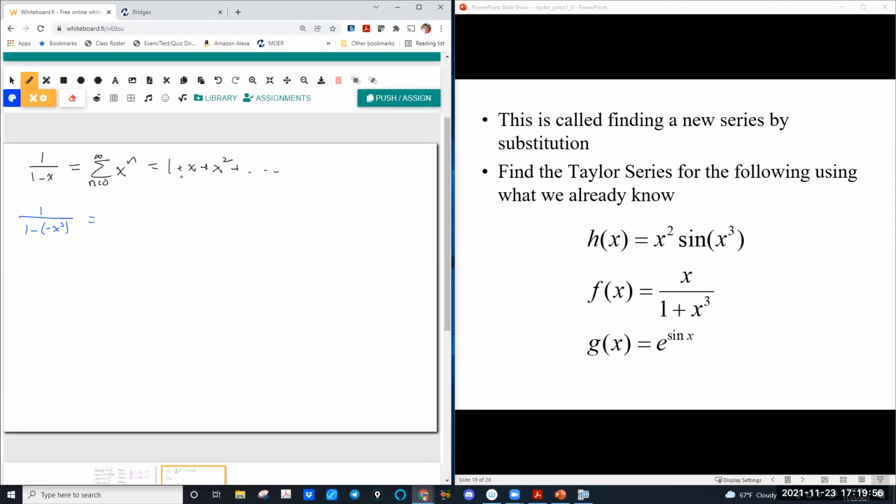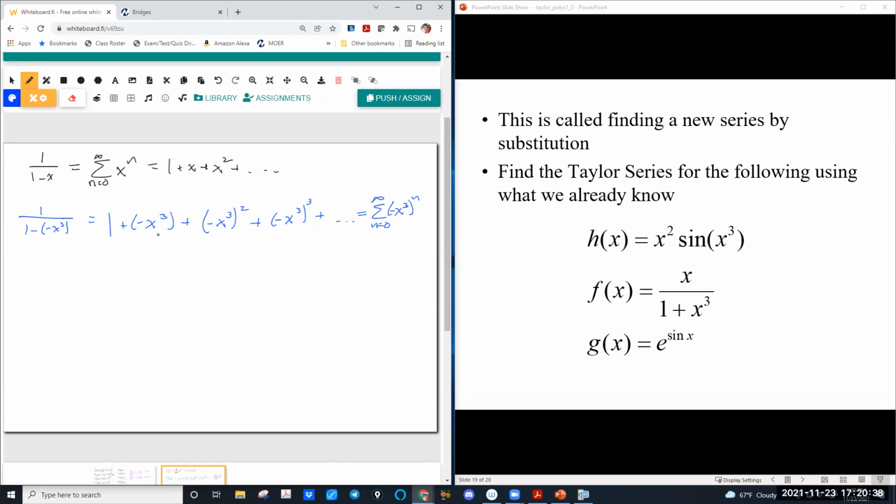Let's do it in this form first, and then I probably should have written these the other way. So 1 plus negative x cubed plus negative x cubed squared plus negative x cubed to the 4th. Excuse me, to the first, second, third. Skipped one. I think that'll be enough terms for us to see. If we need more, we can always put them in. And then there's the summation: n equals 0 to infinity of negative x cubed to the n.